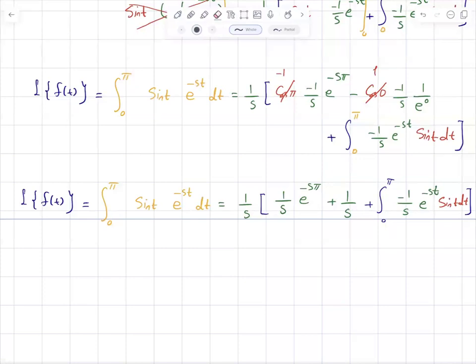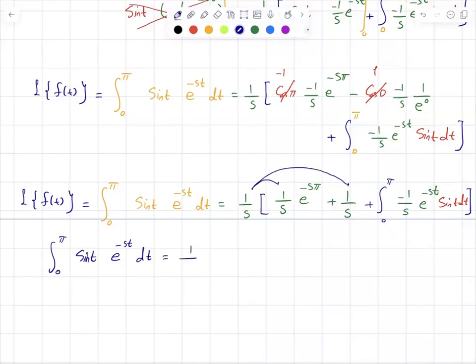Now, please pay attention here. If I just rewrite everything nicely on the left hand side, you have the integral 0 to pi of sine t e to the power negative st dt. And on the right hand side, if I just distribute into the bracket, I get 1 over s squared e to the power negative s pi, and plus 1 over s squared.